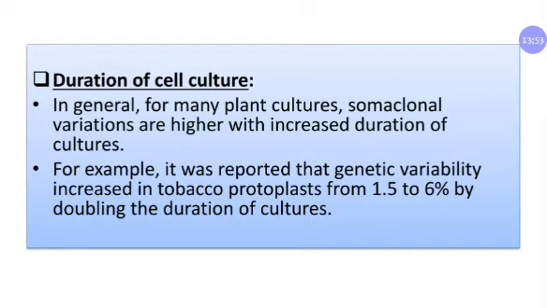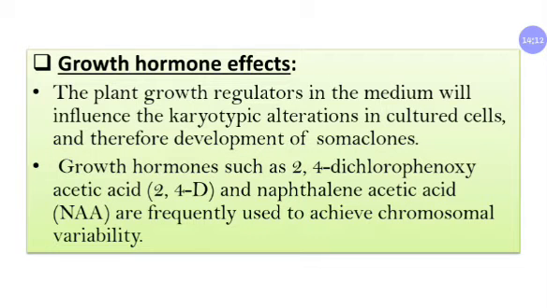Cell culture duration. For many plant cultures, somaclonal variations are higher with an increased duration of cultures. For example, genetic variability in tobacco protoplasts was increased from 1.5 to 6% by doubling the duration of cultures. Growth hormone effects. We use plant growth regulators in the medium, and this may influence karyotypic alterations in cultured cells and therefore development of somaclones. Growth hormones such as 2,4-D and naphthalene acetic acid are used to achieve chromosomal variability.